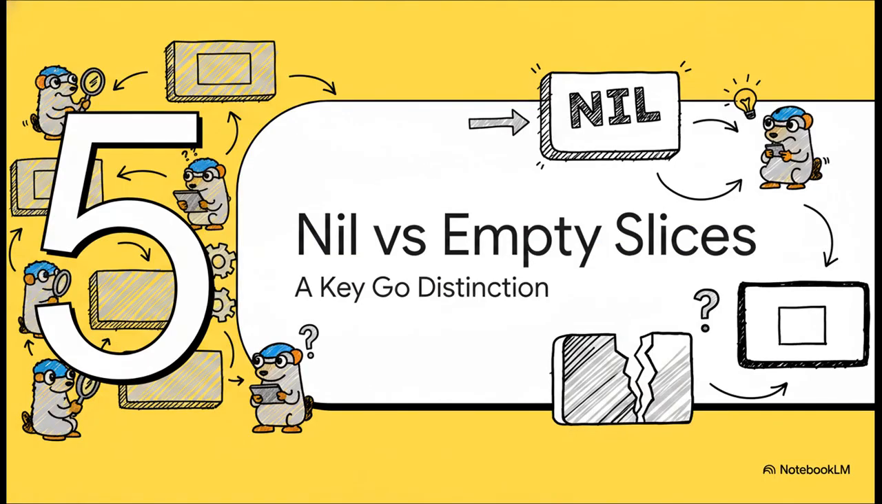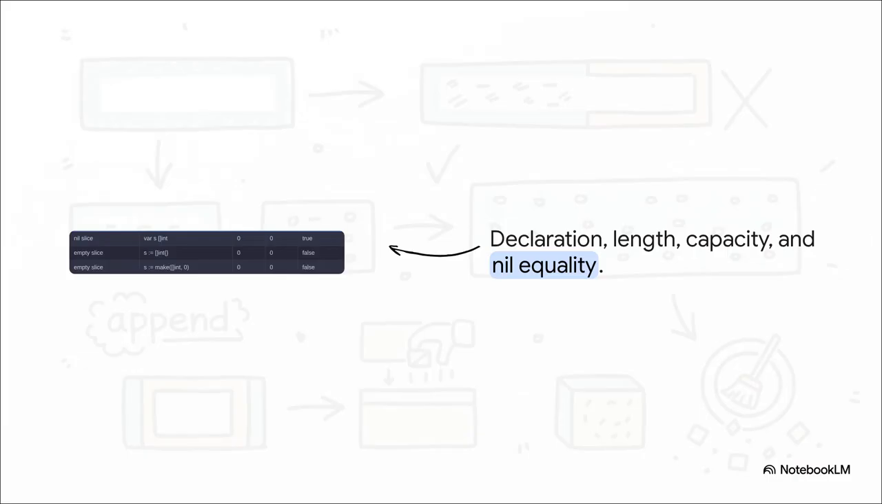Section 5, nil versus empty slices, a really key distinction in Go. Listen up, especially if you're interviewing for a Go position anytime soon, because this trips up so many junior developers. A nil slice and an empty slice both have a length of 0 and a capacity of 0. When you range over them in a loop or append to them, they behave identically, but they are absolutely not the same thing. A nil slice equals nil, an empty slice does not.